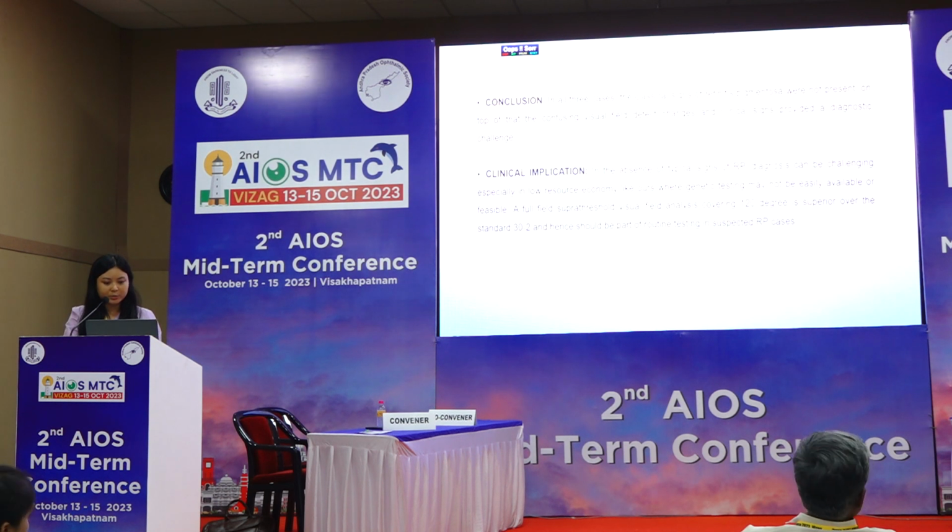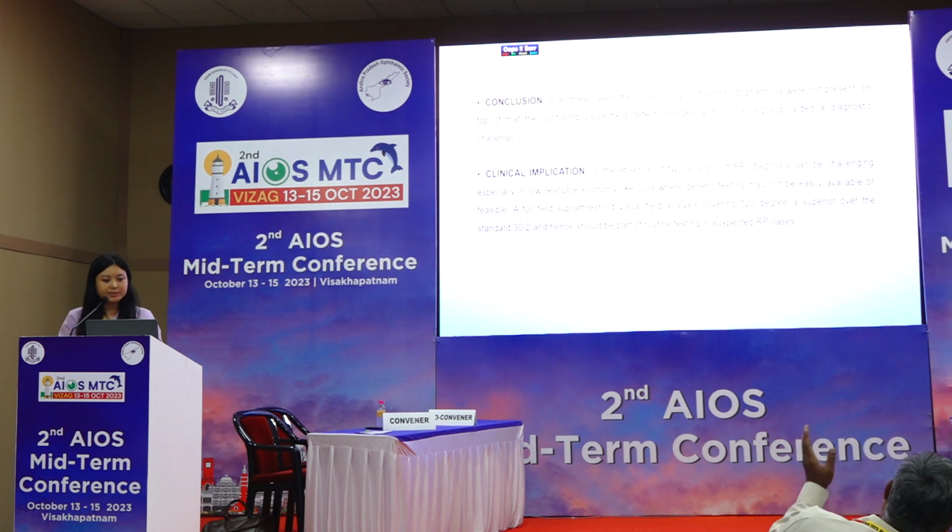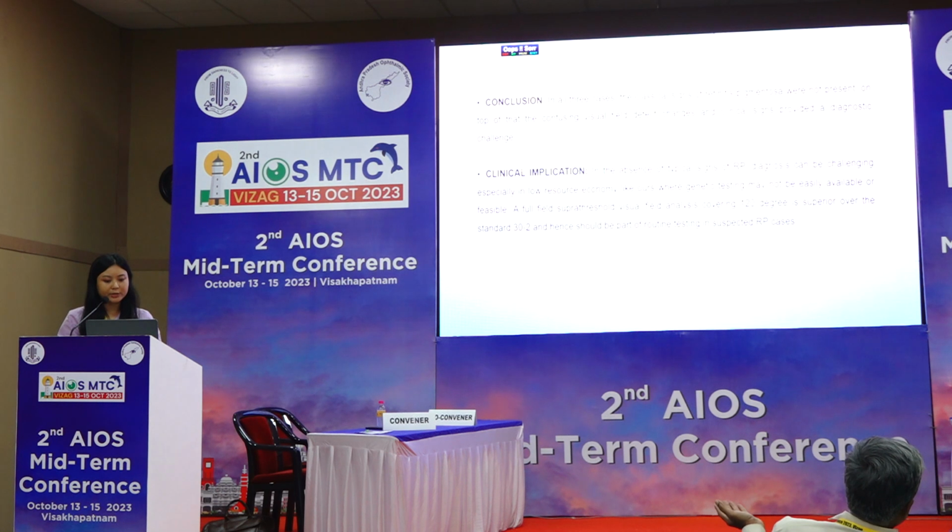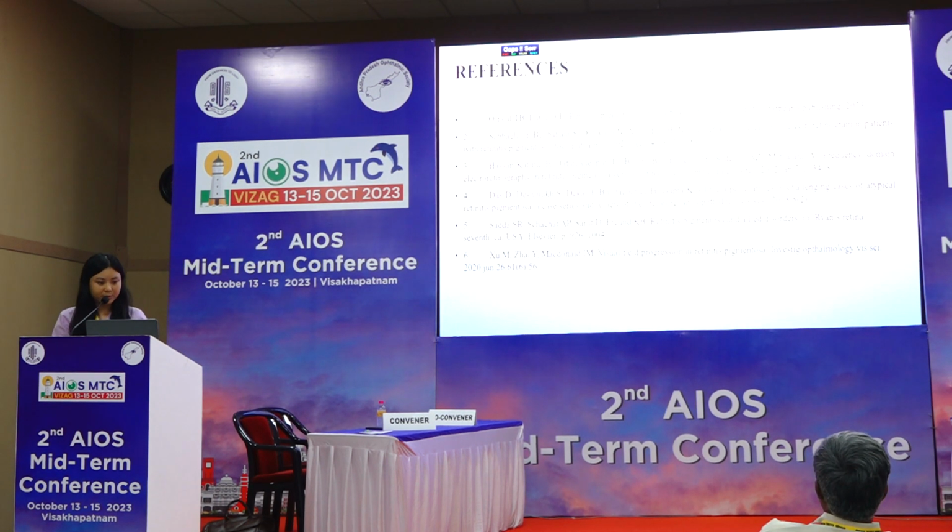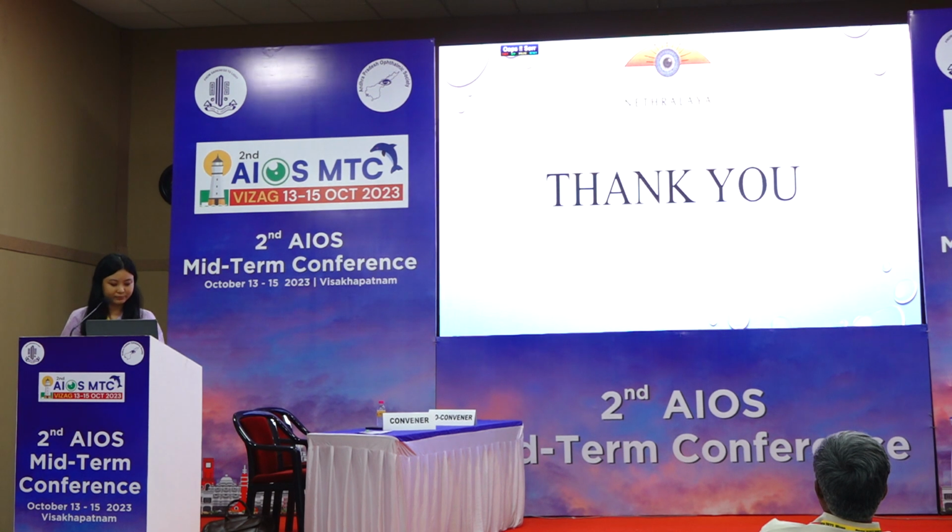In the absence of typical signs, the diagnosis can be challenging, especially in a low resource economy like ours, where genetic testing may not be easily available or feasible. So a full field suprathreshold visual field analysis covering 120 degrees, over the standard 30-2, should be part of the routine testing in suspected RP cases. These are my references. Thank you.